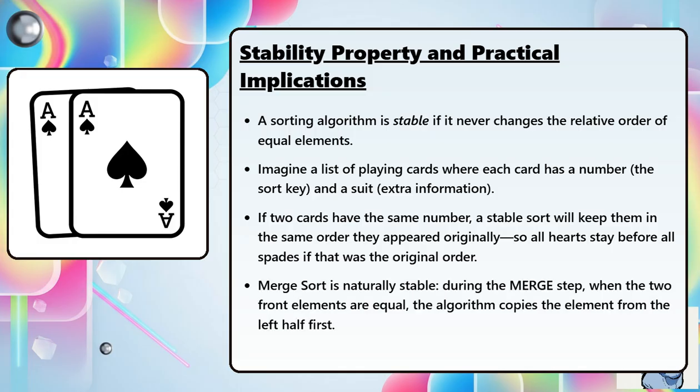Merge sort is naturally stable during the merge step. When the two front elements are equal, the algorithm copies the element from the left half first. This rule preserves the original left to right order of equal keys.